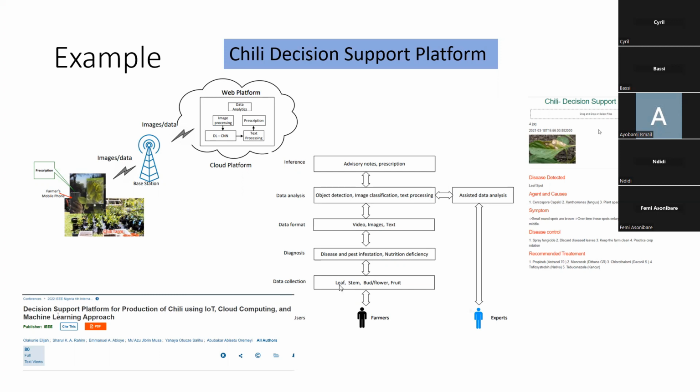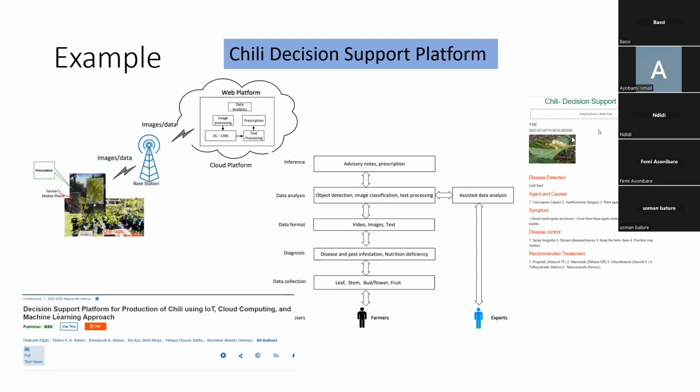So it could be a picture of the leaf, the stem, the bud, or the fruit. Then you could select whether you want to detect diseases or pest, or you want to check whether your plant is deficient in nutrients. So these are things the platform can help you diagnose. So you can send video, images, or text format to the platform. So from there, there'll be object detection, image classification, and text processing. Then, of course, it will provide some advisory notes and prescriptions.